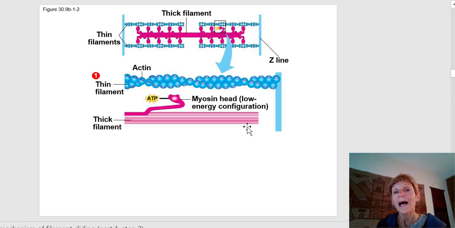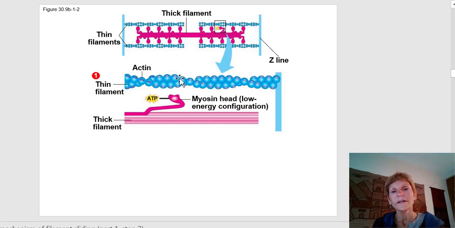The first step in this cycle is that the myosin has to bind ATP. That is absolutely required for the initiation of contraction, but it's also required for myosin to let go of actin from the previous contraction.